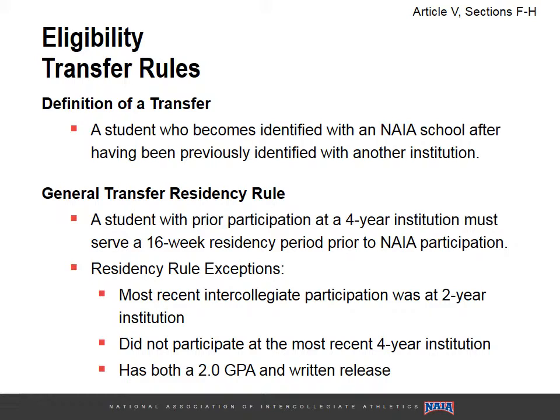If the student's most recent college participation was at a 2-year school, or the student did not participate at their most recent 4-year institution, they may compete immediately. If the student did participate at their most recent 4-year school but has a 2.0 or above GPA, as well as a written release from the athletics director, associate athletics director, or compliance office from their previous school, they may also compete immediately and bypass the 16-week residency period. Again, this is assuming that all other eligibility requirements are met.